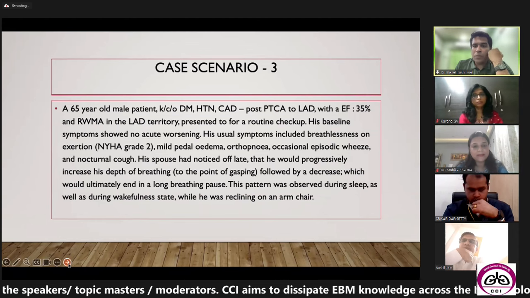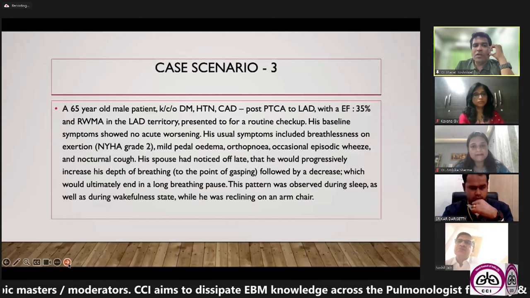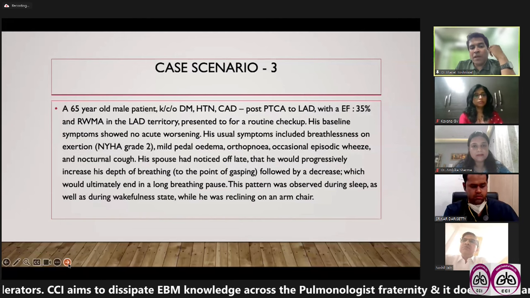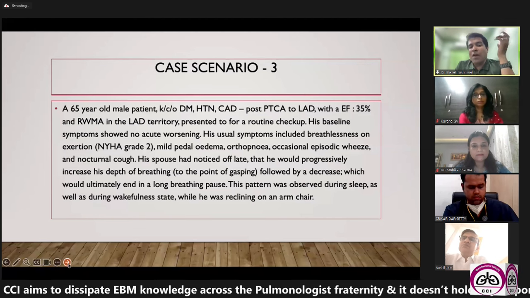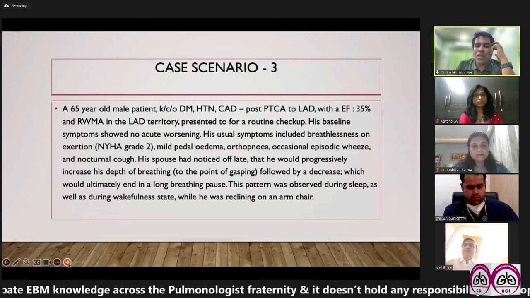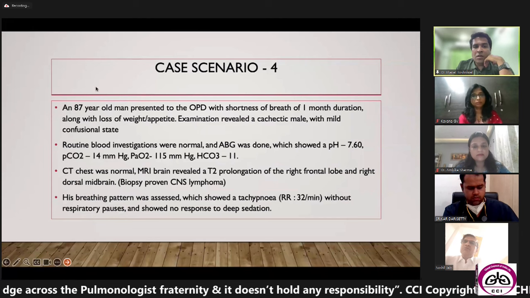I think a very nice point made by madam, that especially when you are dealing with a heart failure patient, in all parts of India now, sleep study is picking up, and then we have a mixed sleep disordered breathing, maybe a Cheyne-Stokes breathing, and accordingly you can manage this patient. My last case.